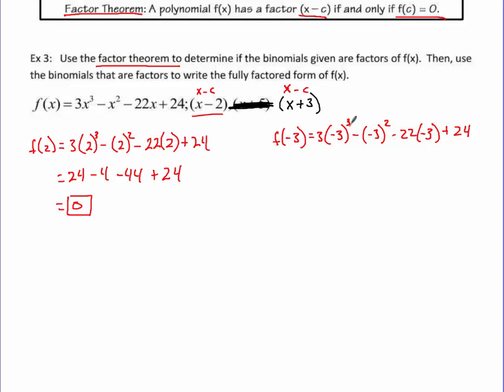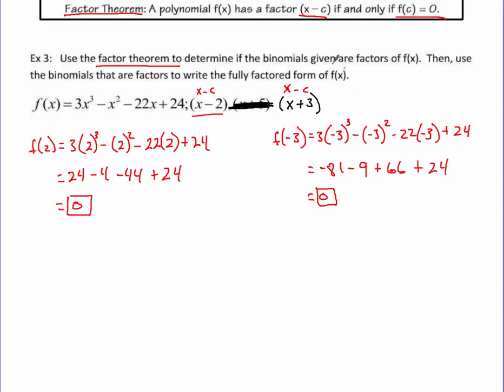So negative 3 cubed is negative 27. Negative 27 times 3 is negative 81. Minus negative 3 squared is 9. Negative 22 times negative 3 is positive 66, and plus 24. So now we have 66 plus 24, which is 90, minus 9 is 81. So negative 81 plus 81 equals 0. So we're good. Those are both factors.